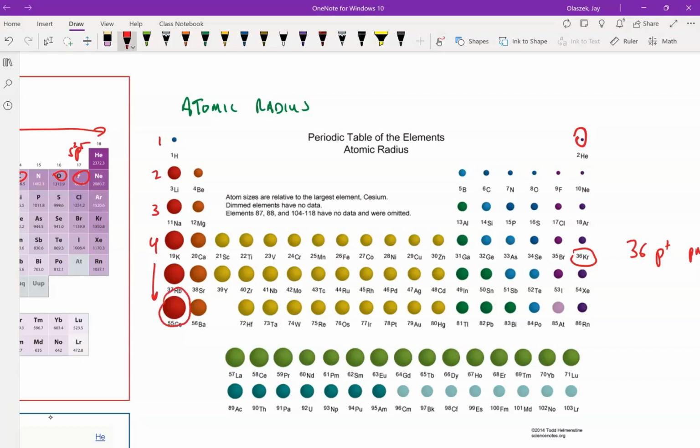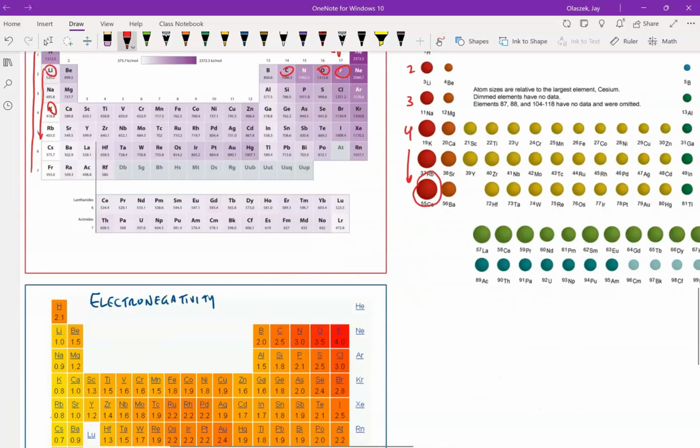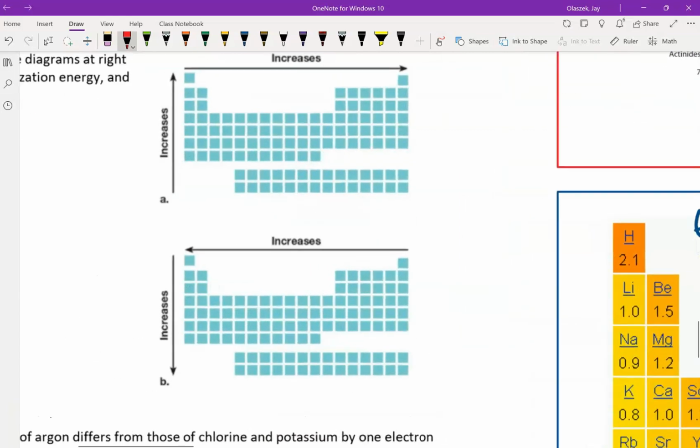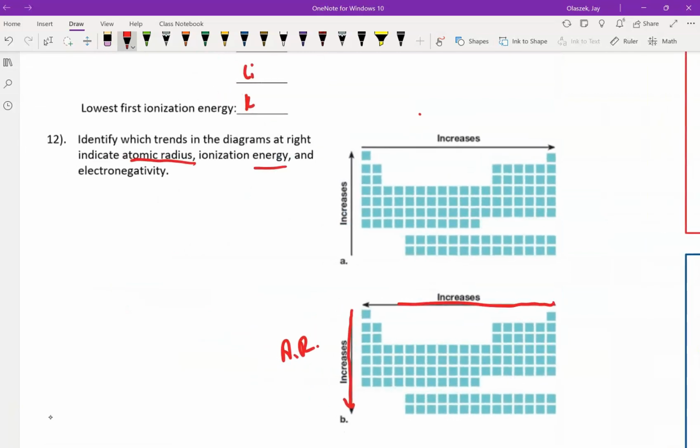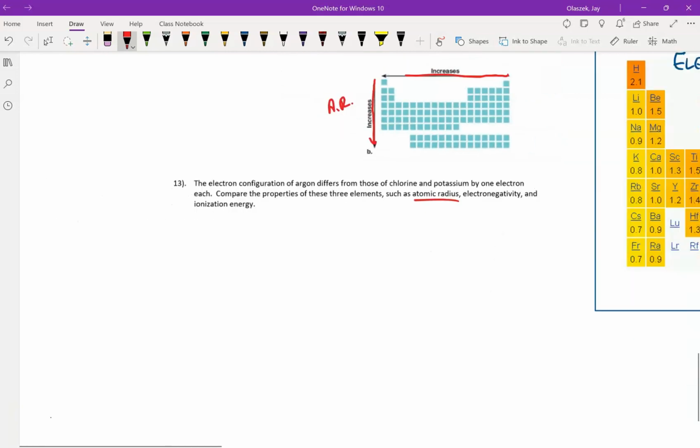Biggest at the bottom left, smallest in the upper right. We want a table, one of these basic ones, that is increasing from the upper right to the bottom left. That's this guy. So we'll say this table is indicating atomic radius. This other one is indicating ionization energy and electronegativity because we know they're greatest in the upper right corner. So this table is going to be talking about ionization energy and electronegativity.